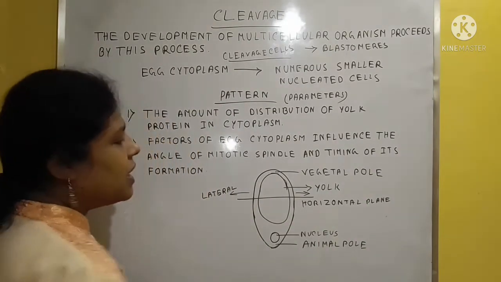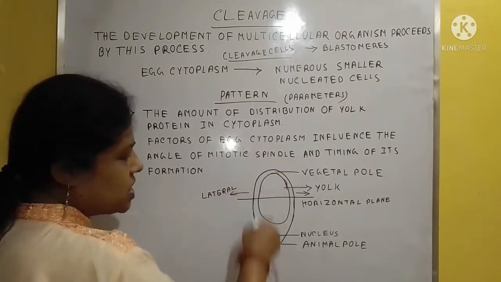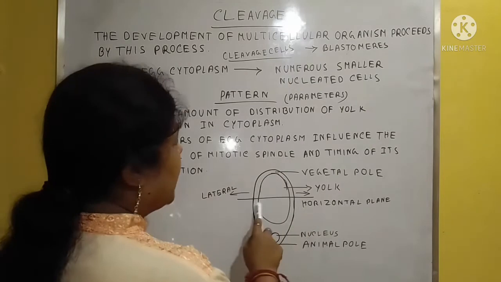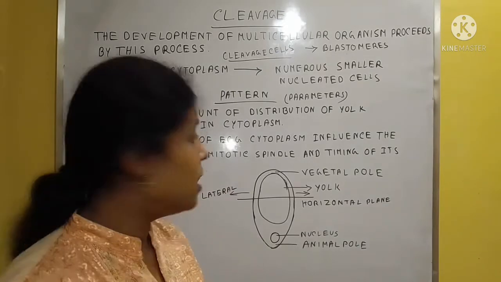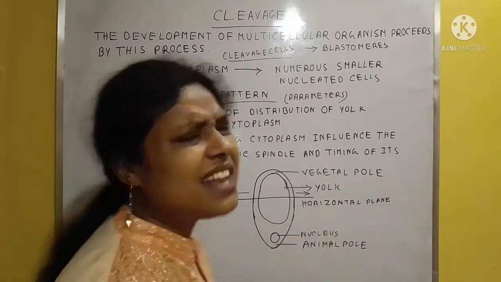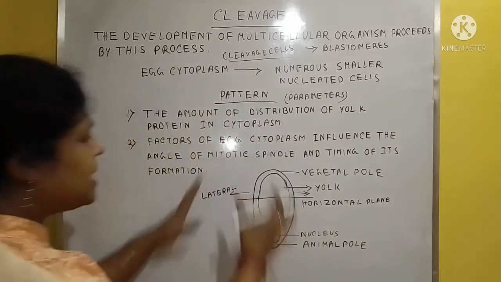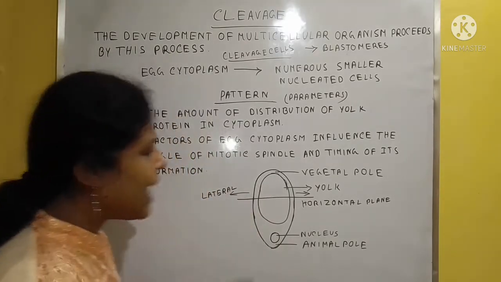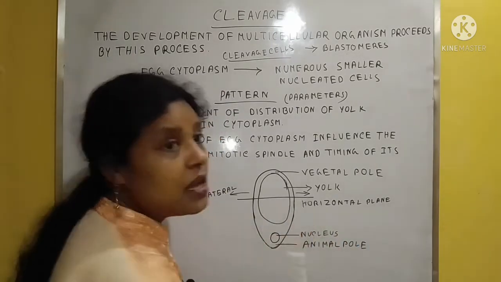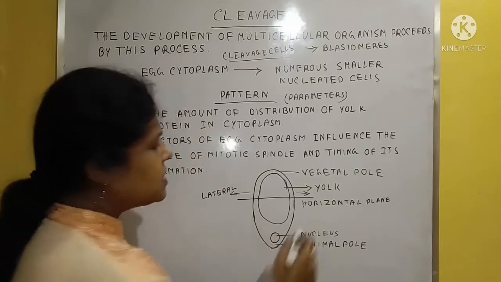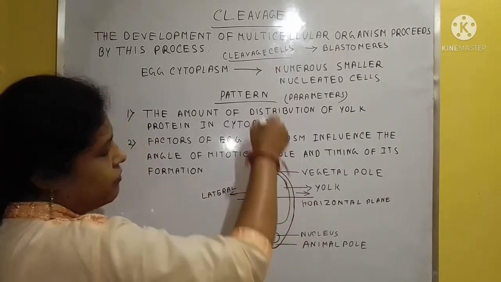Clear? Now we learn which one is the horizontal plane, which is the lateral plane, and this is the vertical plane. This line shows the horizontal plane, how the cleavage pattern occurs here. So here we learned about the vegetal pole, animal pole, and the planes. This is the horizontal plane, in such a way when the cleavage patterns arise. This plane is known as the lateral plane, and this is known as the vertical.